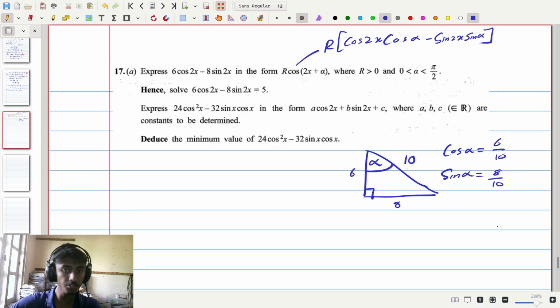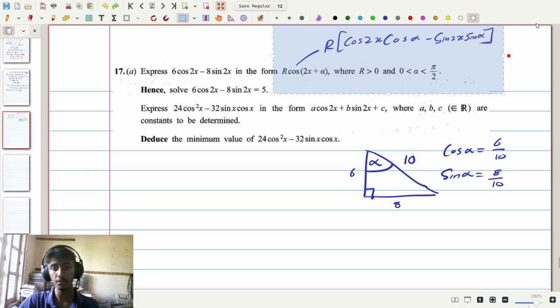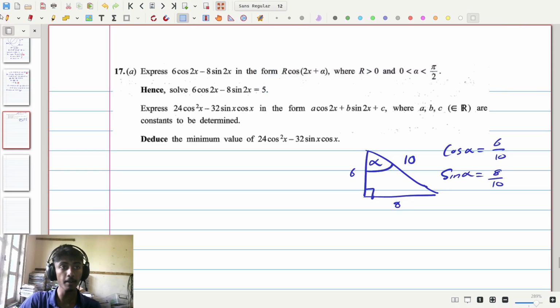So according to this, we have a size of 10, which is the hypotenuse, which we need to take out of this expression in order to get 6 over 10 here, which we can convert into cosine of alpha, and we can do the same thing with this 8 divided by 10 to get sine of alpha. Then we will have the form that we want, cosine of 2x times cosine of alpha minus sine of 2x times sine of alpha. So what we need to do is to divide this whole expression and multiply it by 10 in order to get the terms that we want.